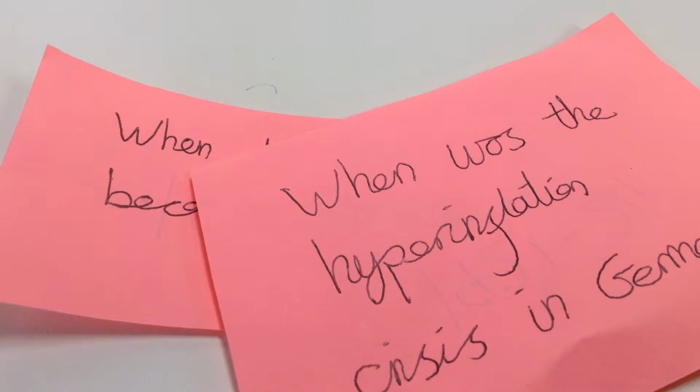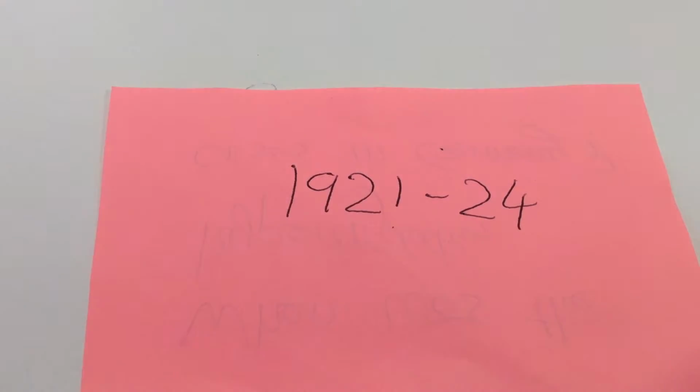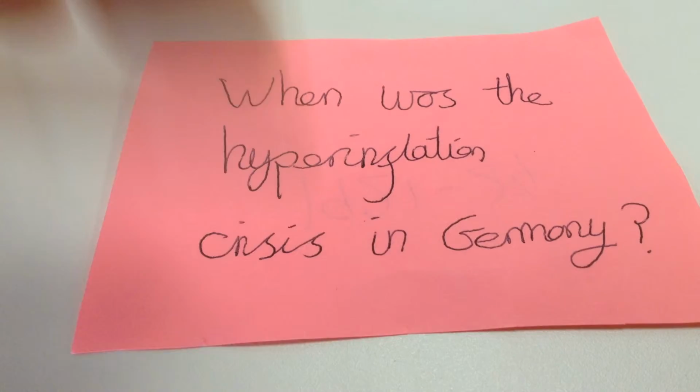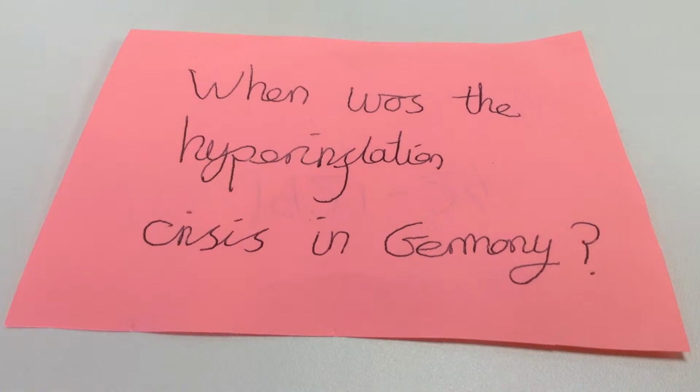Now, what you do, you can take any subject for this. I've just chosen history. You write a question on one side, and on the other side, you write the answer. So, you could do this in any subject with any question. You could look at, in maths, what is Pythagoras' theorem? And you would write on one side the question, and on the other side, a squared plus b squared equals c squared. Easy peasy.